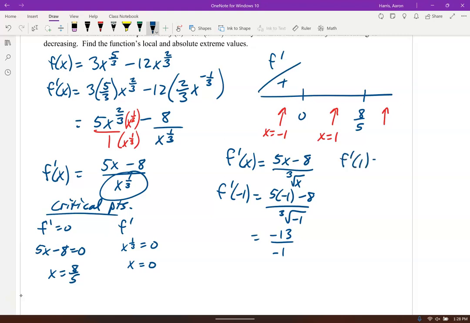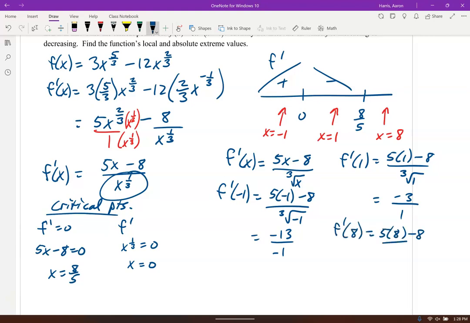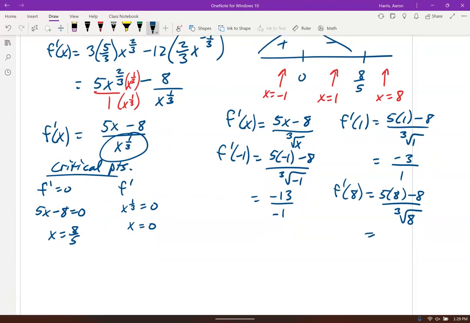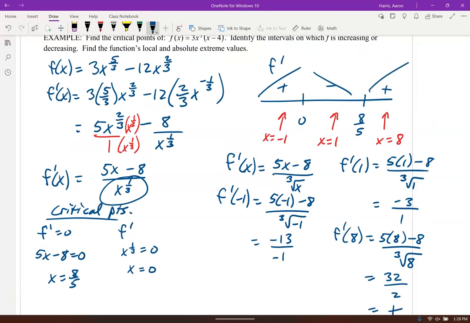Let's throw in 1 now. So I got 5 times 1 minus 8 over the third root of 1. I got negative 3 over 1. That's a negative, so that will be decreasing. Now I'm going to be strategic and pick 8, something just to the right of 8/5, because I know the third root of 8. So f prime at 8, I got 5 times 8 minus 8 over the third root of 8. So I got 40 minus 8, 32 over 2. So this is positive, so it looks like I increase after that.